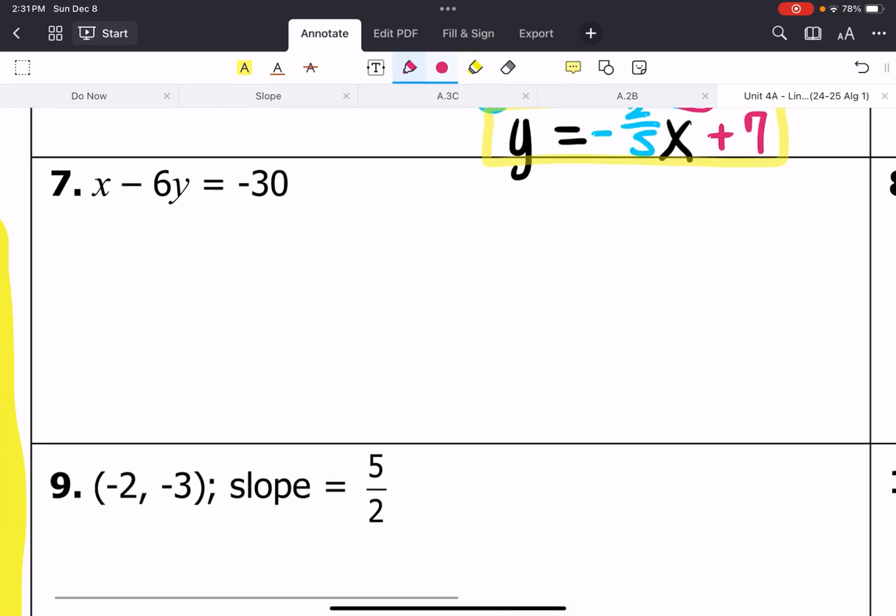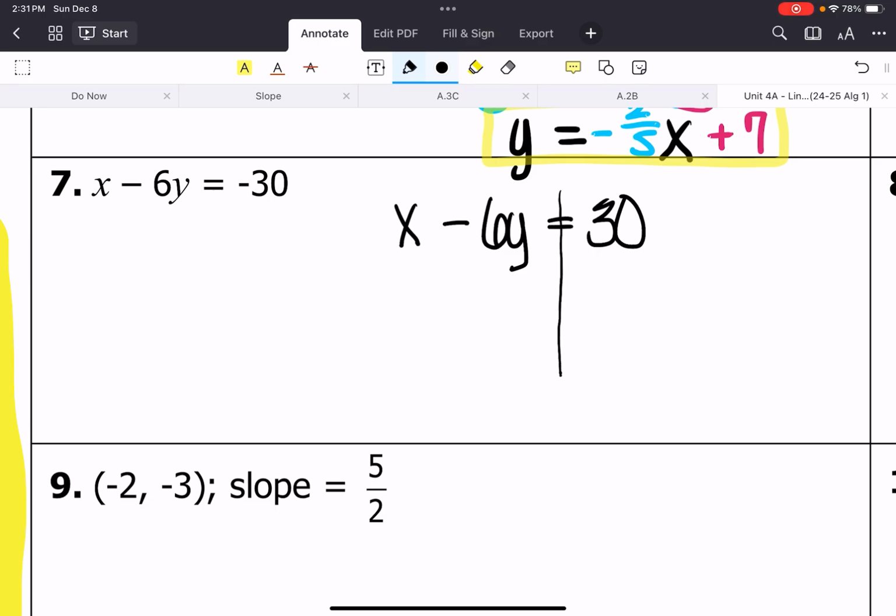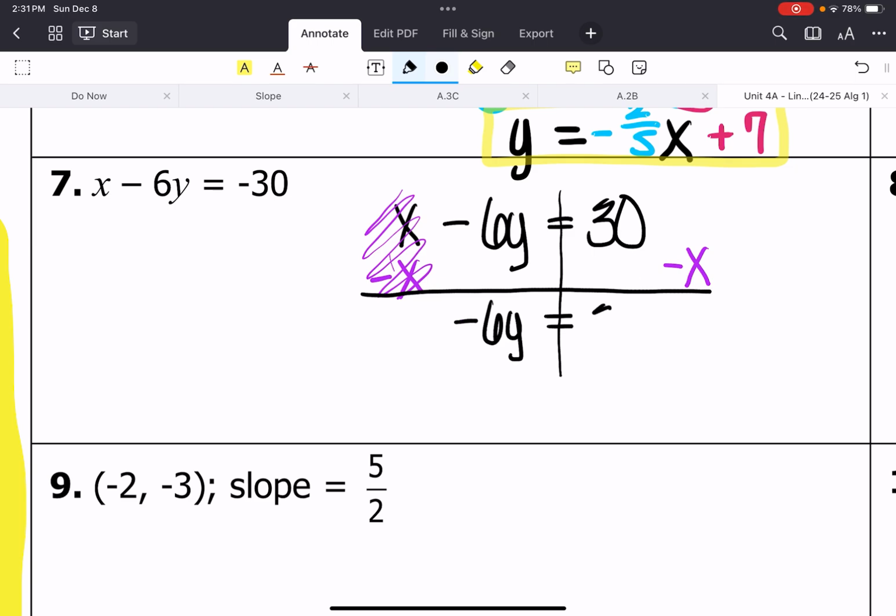Number 7. You have x minus 6y equals 30. Remember, for slope-intercept form, y needs to be by itself. Therefore, same thing again. I'm going to move the x to the other side. It's positive x, therefore the opposite is to subtract x. And what you do to one side, you do to the other. Therefore, I'm left with negative 6y is equal to 30 minus x.